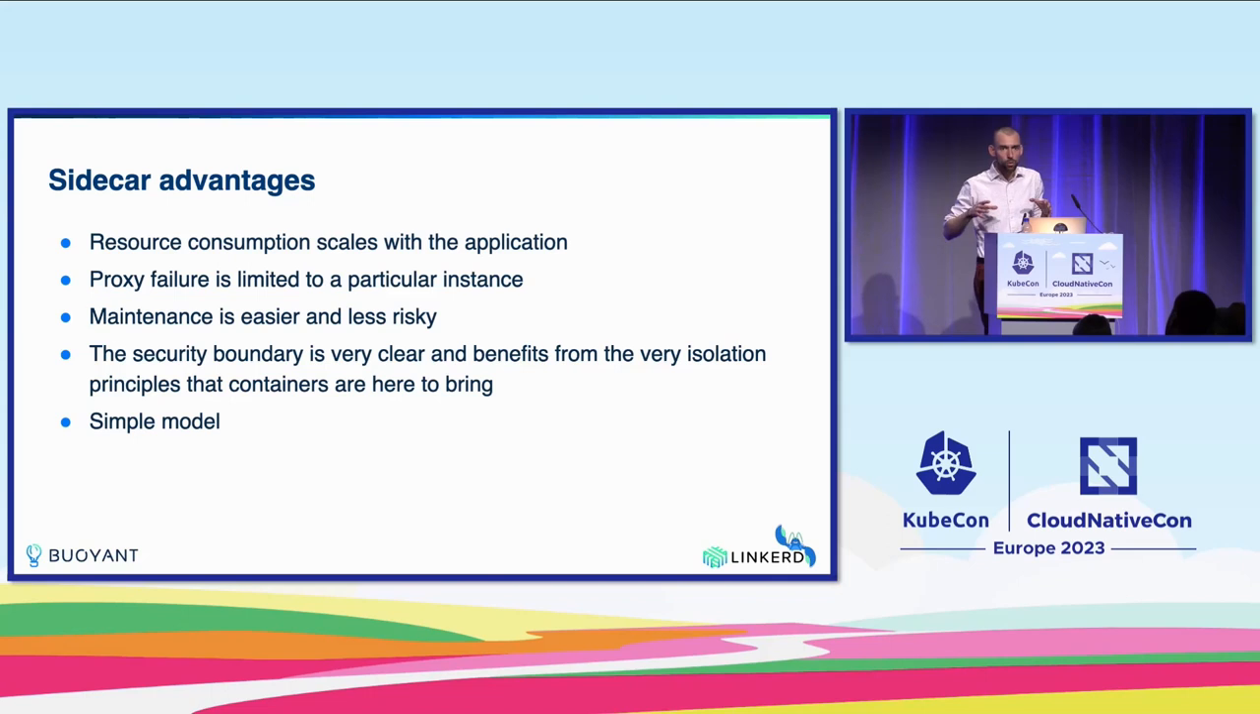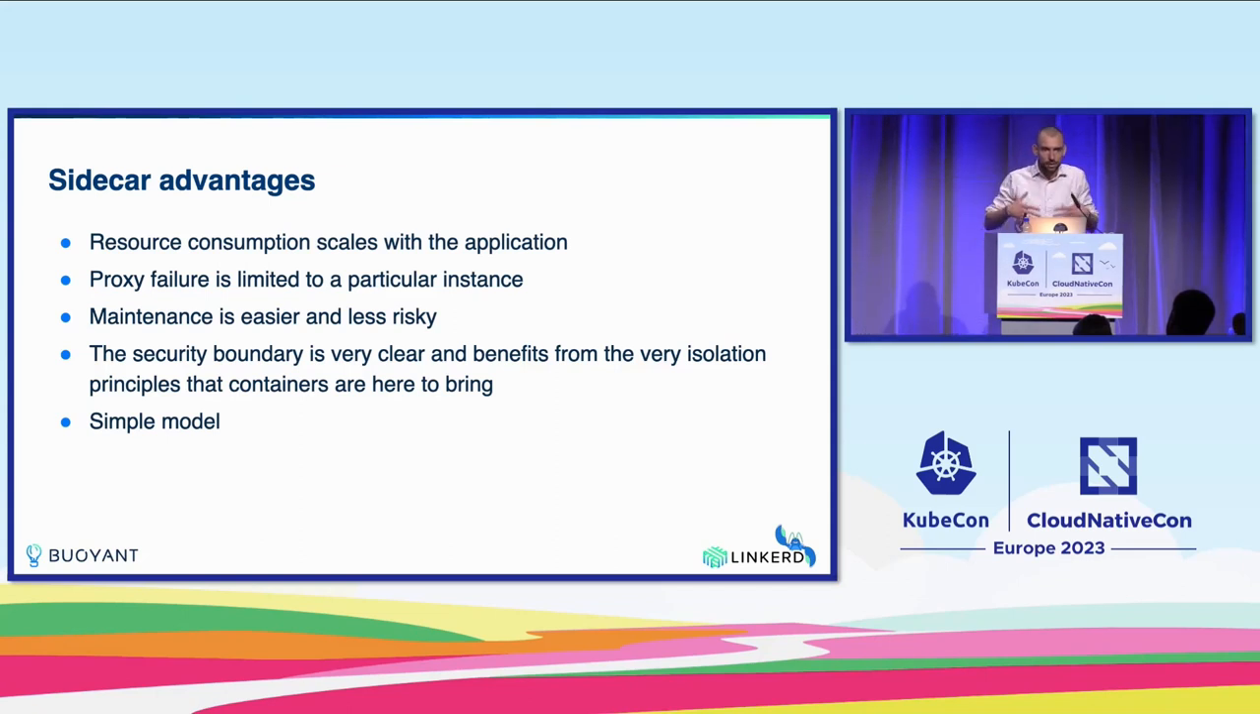And you know what actually failed. And that makes maintenance and upgrades a lot easier because you effectively just end up roll out restarting your applications, and you benefit from the deployment model of Kubernetes in order to also maintain the proxy. And on top of that, the security boundary is very clear. Everything is contained within the pod, which is the smallest logical unit in Kubernetes.